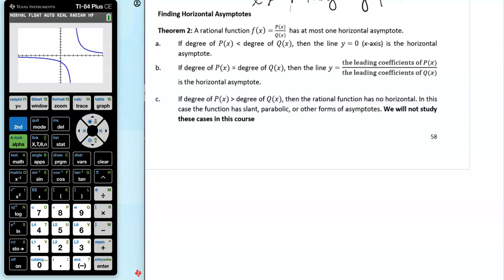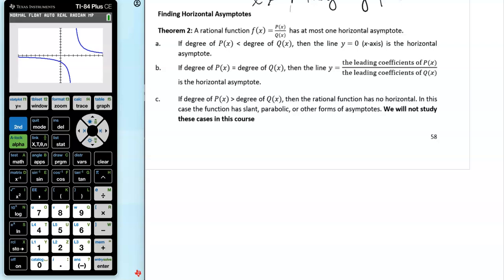Now let's talk about horizontal asymptotes. A rational function has at most one horizontal asymptote, and it all comes down to how the numerator and denominator react to each other. If the degree of the numerator is less than the degree of the denominator, then the x-axis will be your horizontal asymptote.